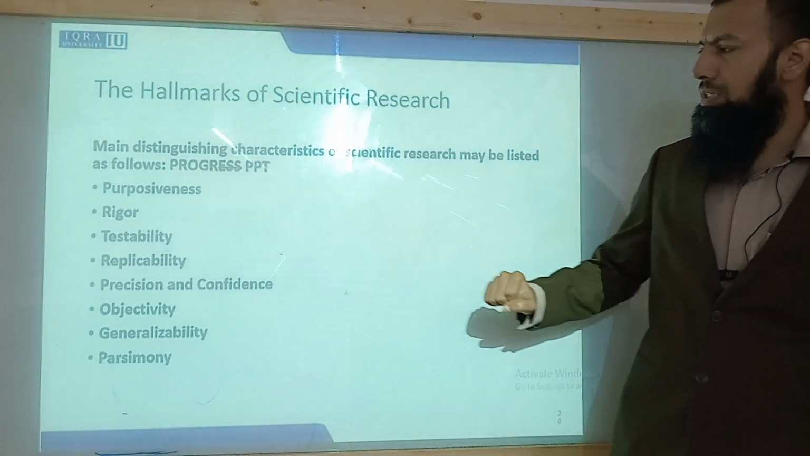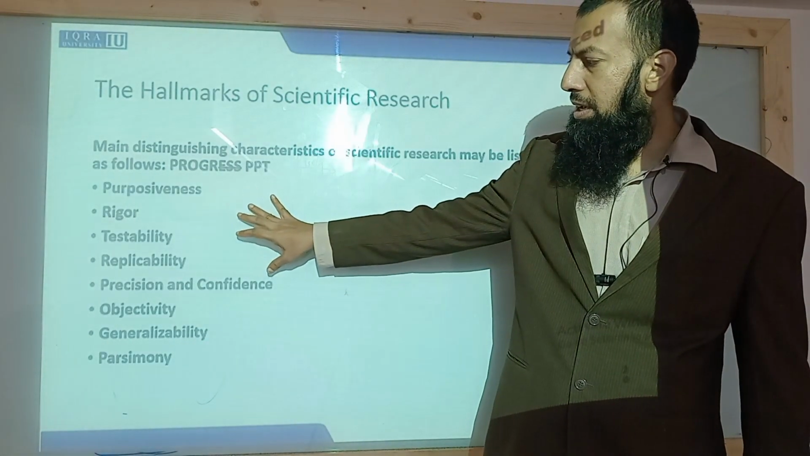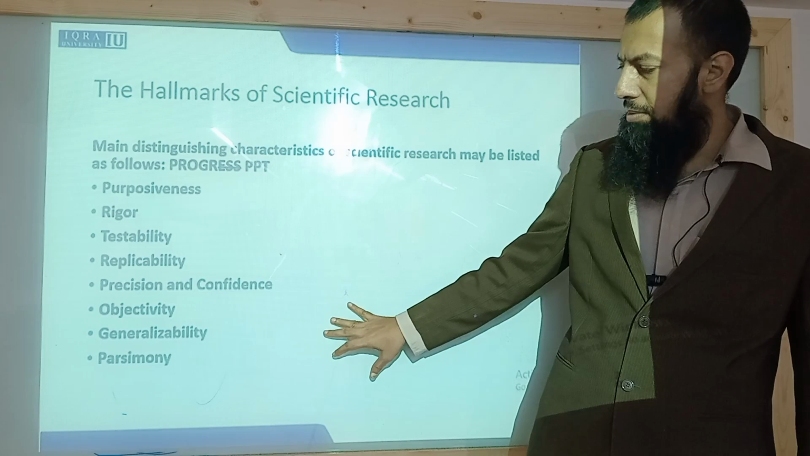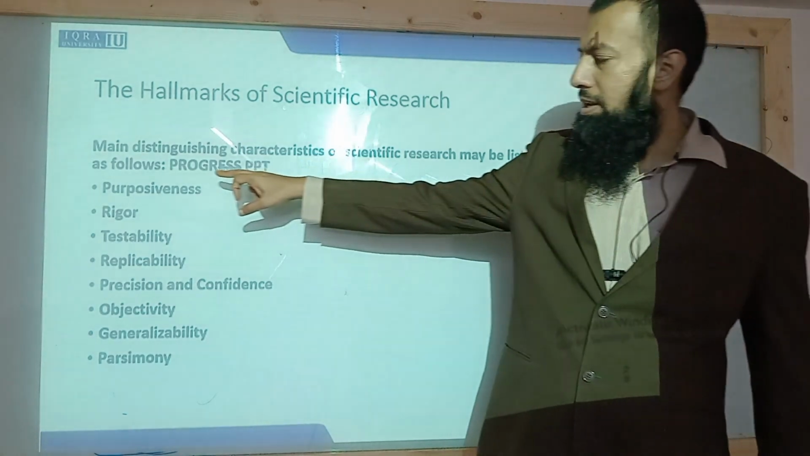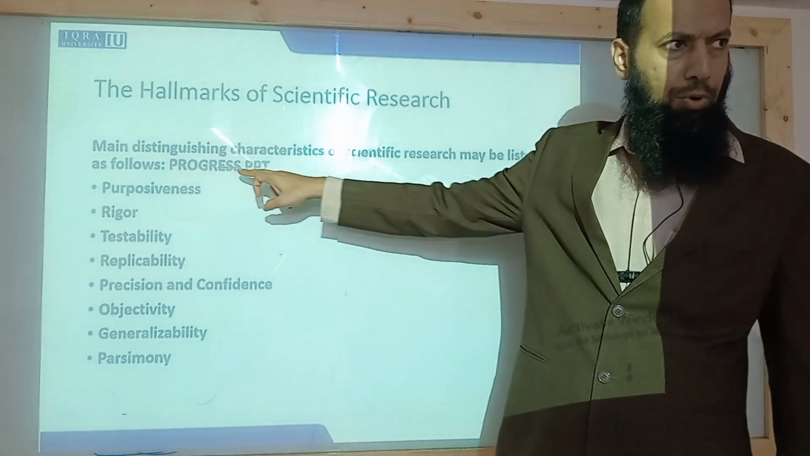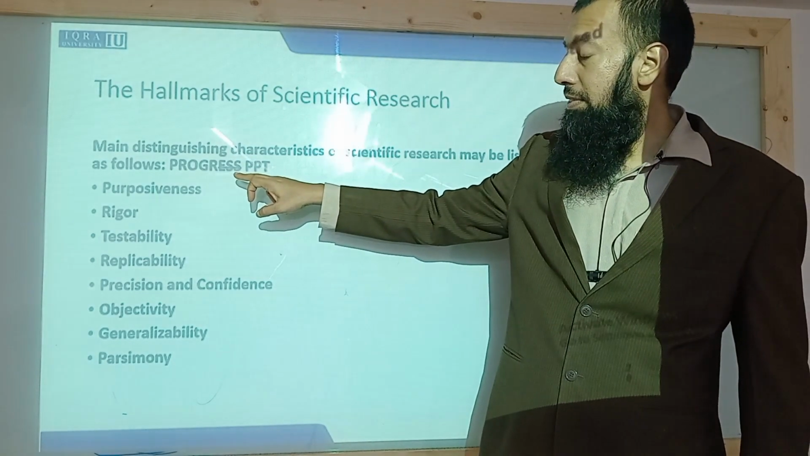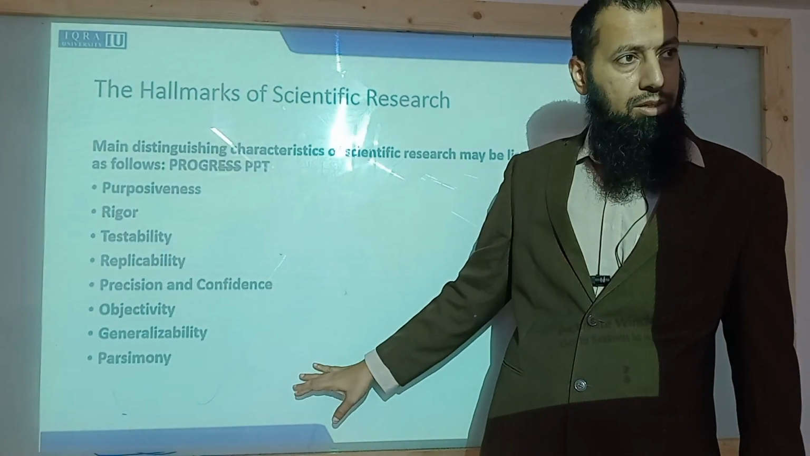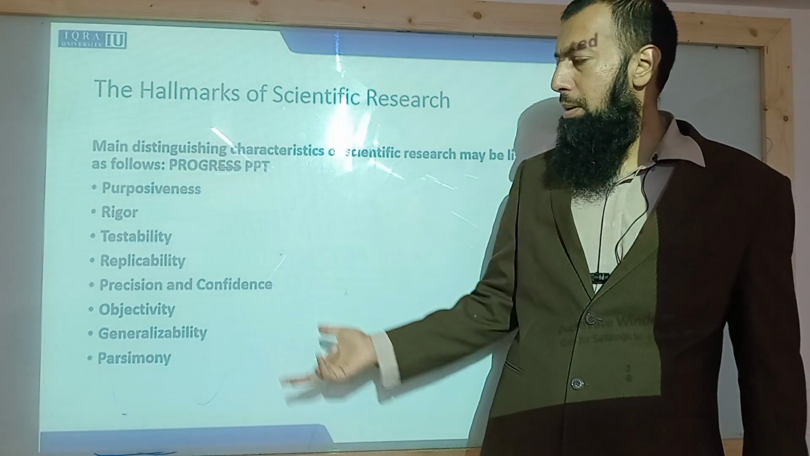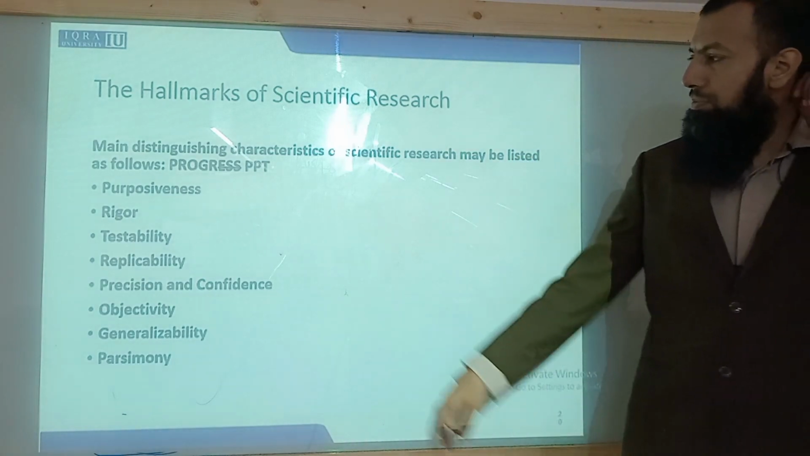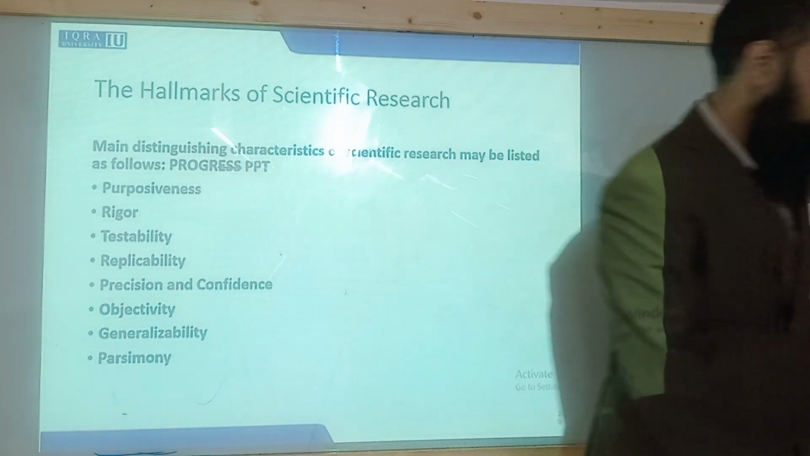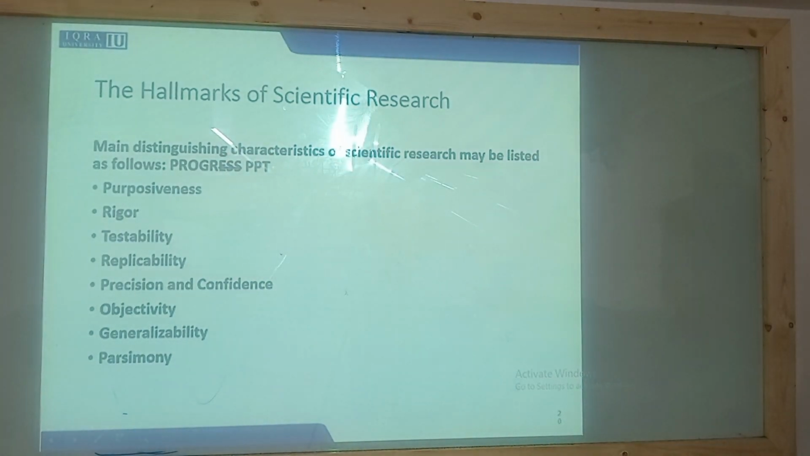What are these hallmarks? Purposiveness, rigor, testability, replicability, precision, confidence, objectivity, generalizability, parsimony. You can remember all of them through this progress PPT, and in that you see they are not sequential. ठीक है, so you can remember anyhow. Purposiveness can be on the second number or the first number, no problem. Okay, let's begin with understanding them one by one.